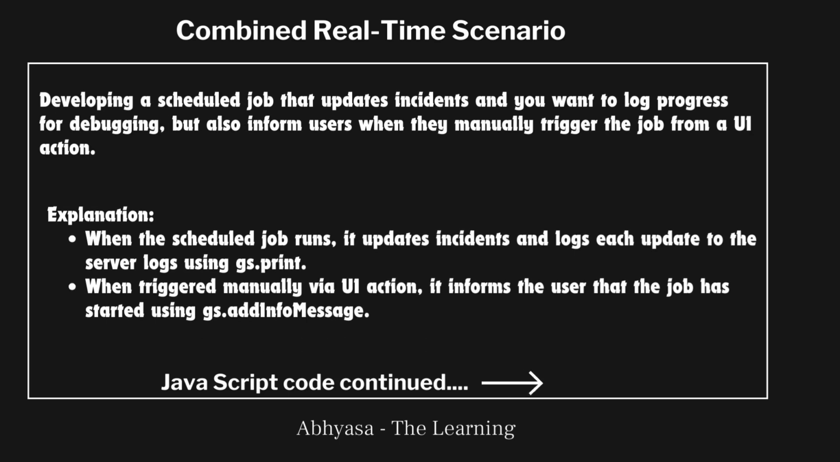Combined real-time scenario: suppose you're developing a scheduled job that updates incidents and you want to log progress for debugging, but also inform users when they manually trigger the job from a UI action. Explanation: when the scheduled job runs, it updates incidents and logs each update to the server logs using gs.print. When triggered manually via UI action, it informs the user that the job has started using gs.addInfoMessage. JavaScript code continued.